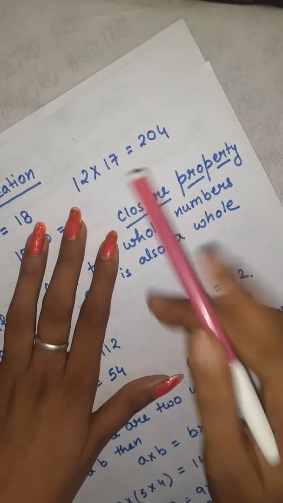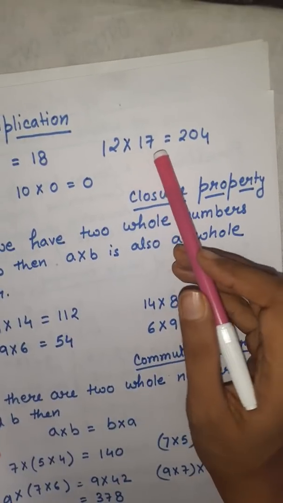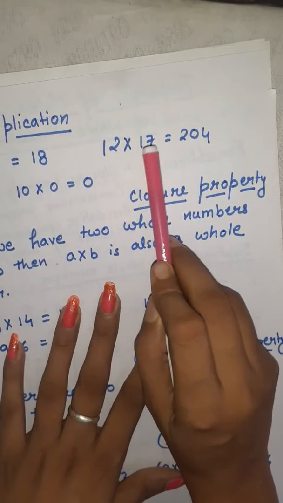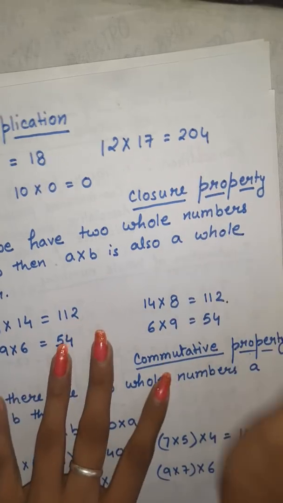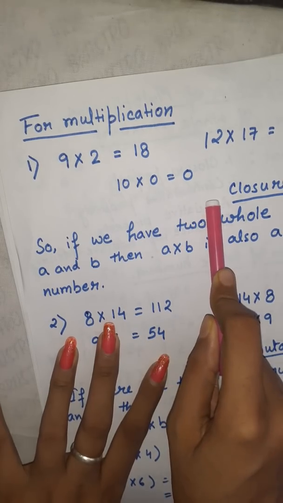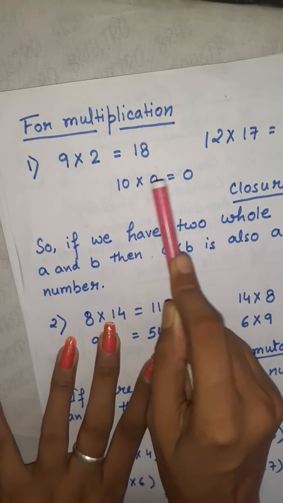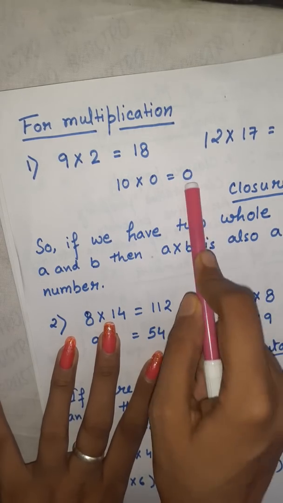Let us take some bigger example. 12 into 17 equals 204. Right? 12 is a whole number, 17 is a whole number, and 204 is also a whole number. Let us talk about 0. 10 into 0 is equal to 0. So 10 is also a whole number, 0 is also a whole number, and the resultant 0 is also a whole number.